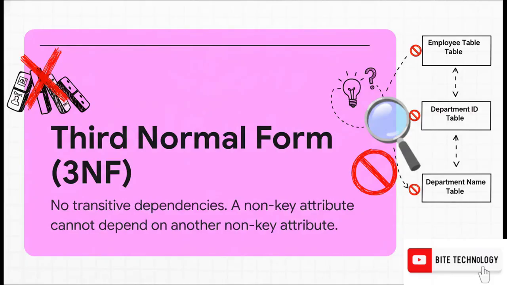Simple. The rule here is about removing transitive dependencies. Again, it sounds complex, but it's really just a domino effect we want to avoid. It means one non-essential piece of information shouldn't depend on another non-essential piece. The department name depends on the department ID, which is then linked to the employee. We're just breaking that weird indirect chain.